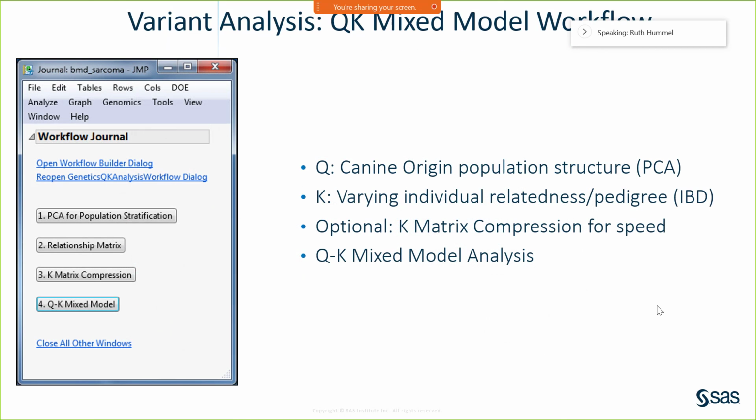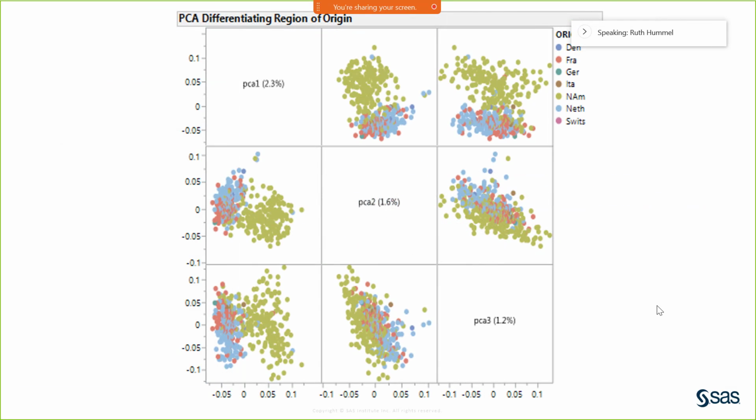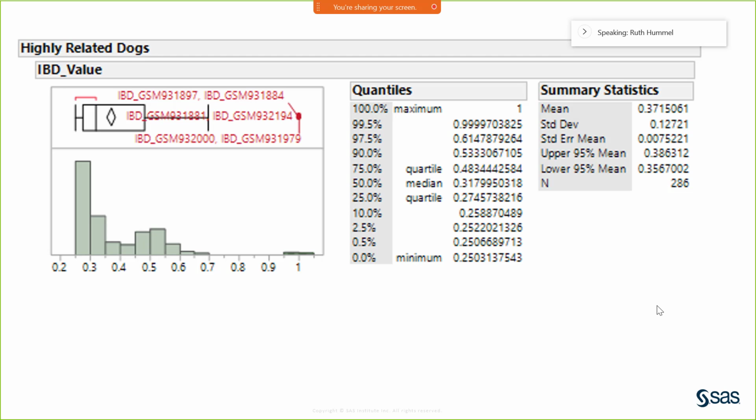And then we would maybe do some kind of compression to make this run faster, because these are huge models that take a long time to run. And then we would actually run this mixed ANOVA model. So again, this is just closer up looking at the same things.